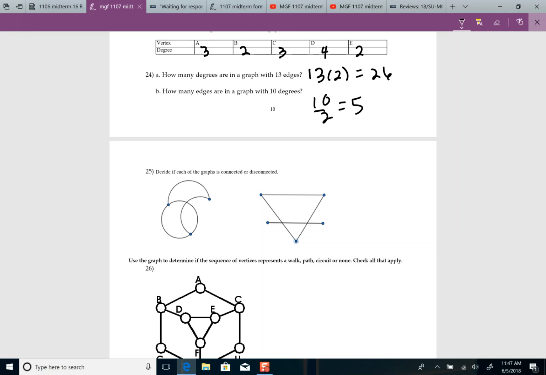Alright, 25 just says decide if it's connected or disconnected. The first one is connected. Everything I can get from one place to the other. But the second part is disconnected because it looks like I drew a triangle and then drew a line on top, and I couldn't get from here to here no matter how hard I tried. This one's just going to go back and forth, and this one's just going to go round and round.